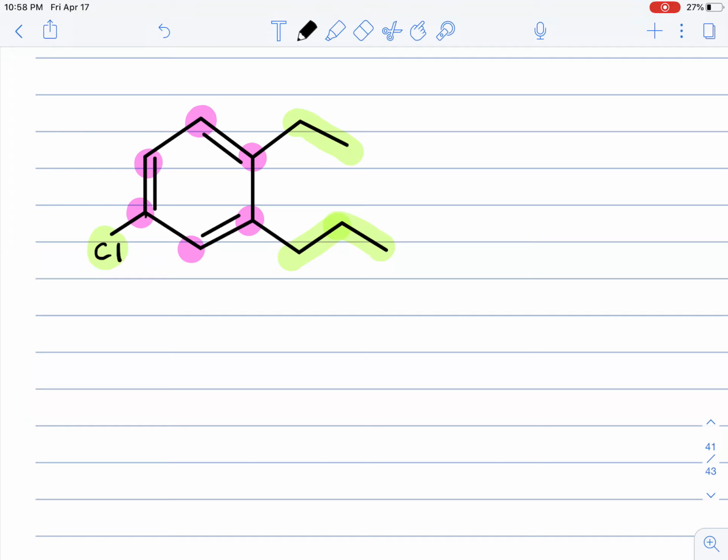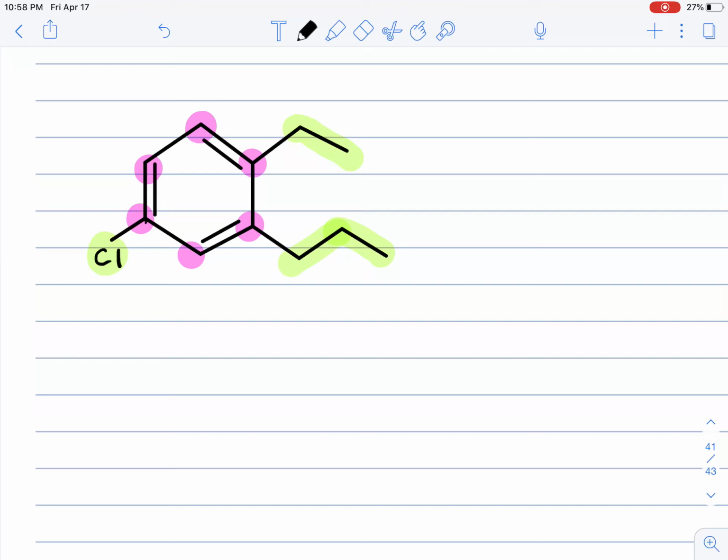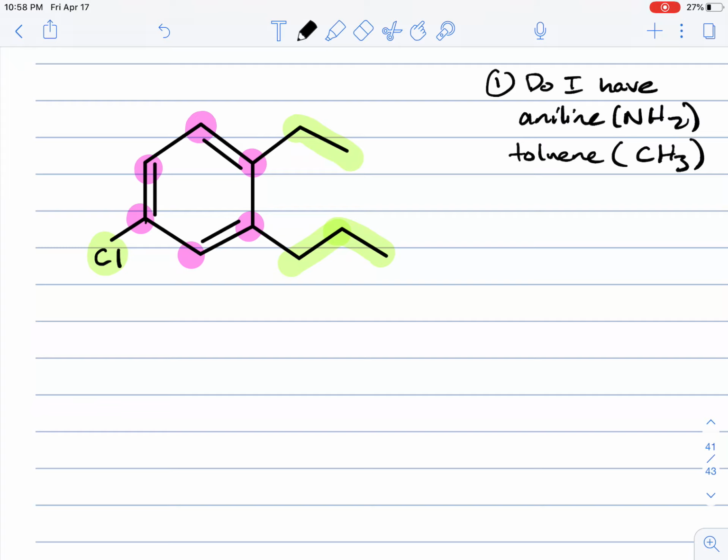And so the first thing I want to ask myself is, do I have aniline, which is the NH2? Do I have toluene, which is just one CH3? Do I have a phenol, which is that OH attachment to the benzene?